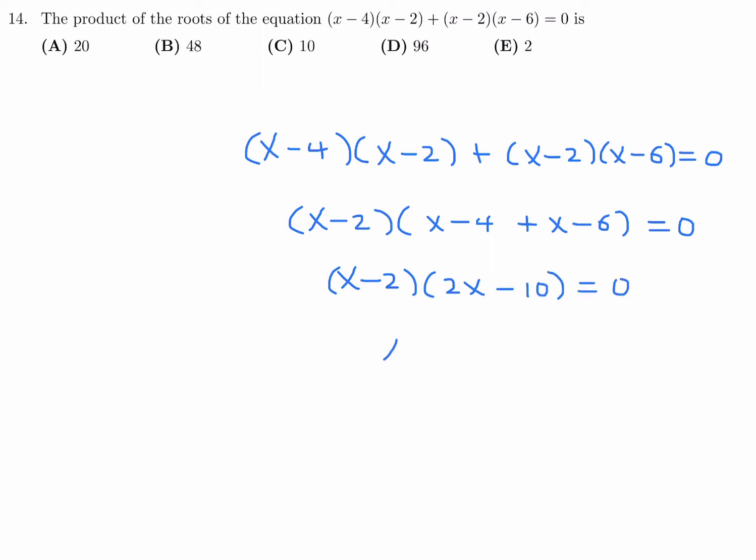So from this we get x is equal to 2 or x is equal to 5. Those are the two roots. The product of those roots would be 2 times 5, which is 10. So number 14, the answer is 10, which is choice C.